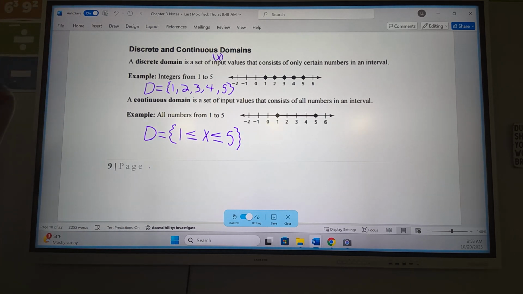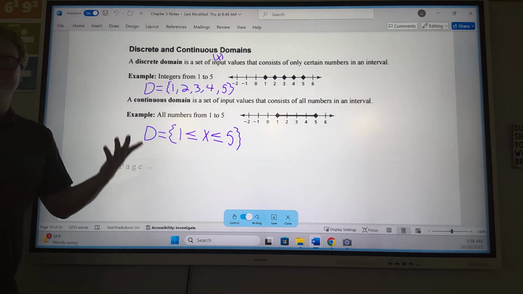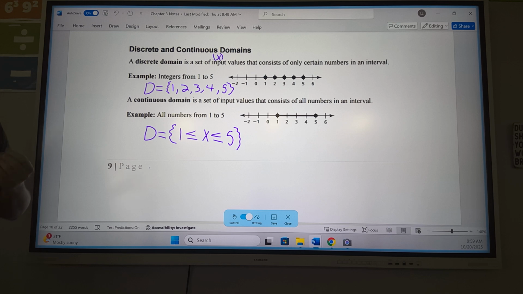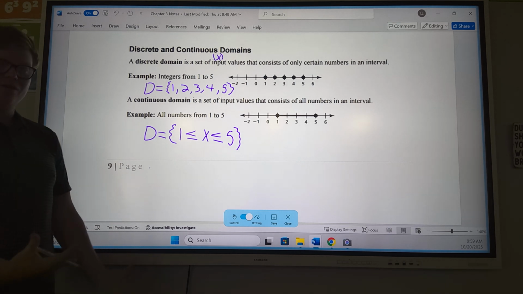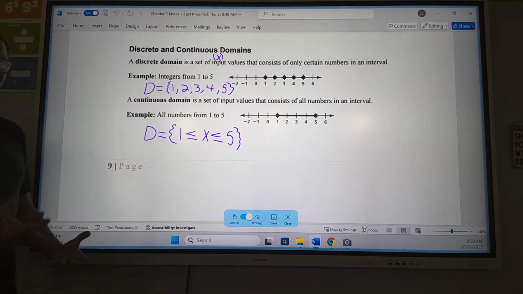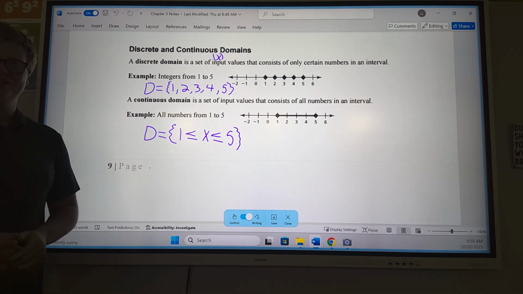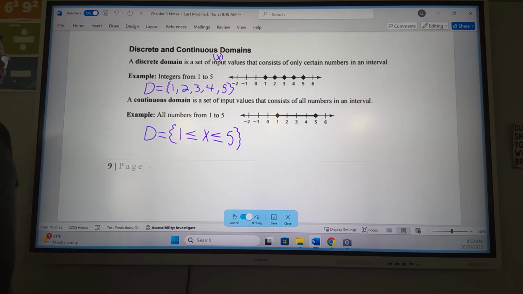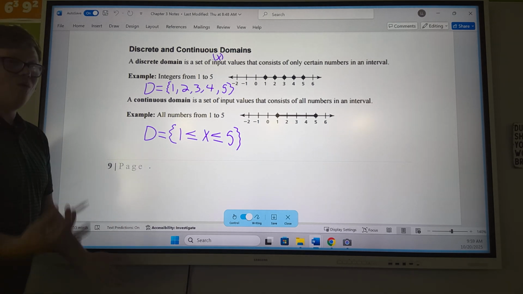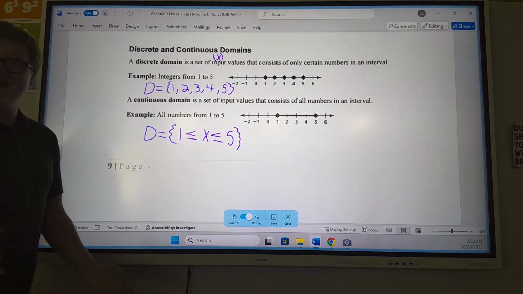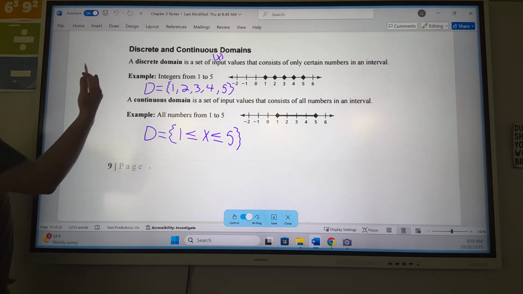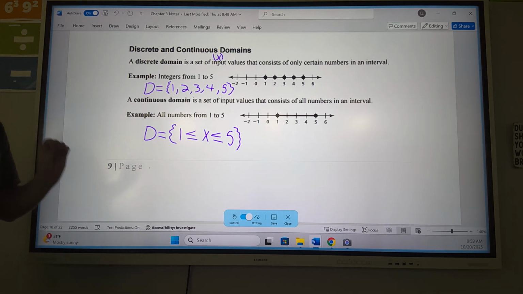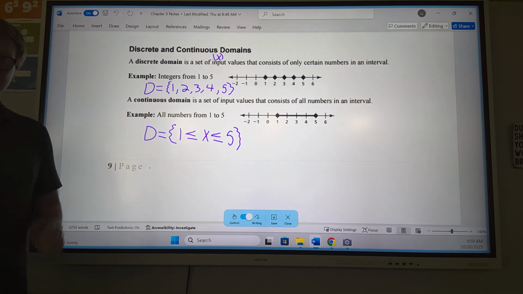Something that can be represented by a discrete domain is, let's say you're buying tickets to a movie. When you go up to the counter and buy a ticket, you do not say, "Can I have half of a ticket, please?" They're not going to say, "Oh yeah, you can just sit in half the movie." No, they're not. So you're going to say, "Can I have 1 or 2 or 5 tickets to a movie?" That is a discrete domain. It's something that cannot be broken in half. It has to be represented by a whole number.